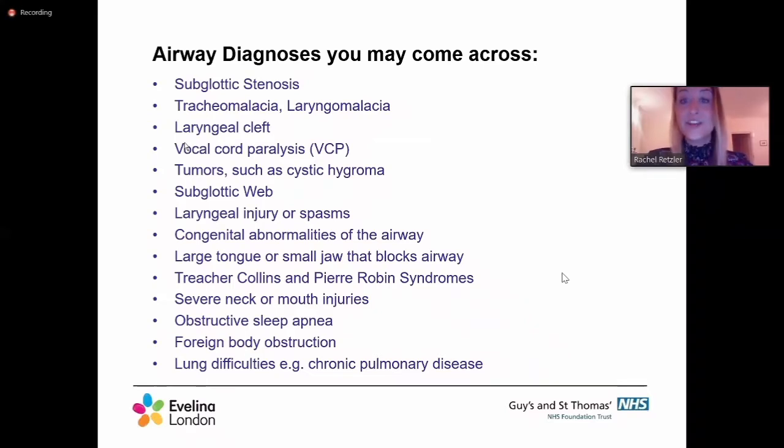Some airway diagnoses that you may come across can include subglottic stenosis, tracheomalacia or laryngomalacia, laryngeal cleft or vocal cord palsies, tumors or subglottic web, laryngeal injuries or spasms. You may find severe neck or mouth injuries, obstructive sleep apnea, foreign body obstructions, and even lung difficulties and much more. With these diagnoses, a tracheostomy may also arise, which we will discuss later in the slides.